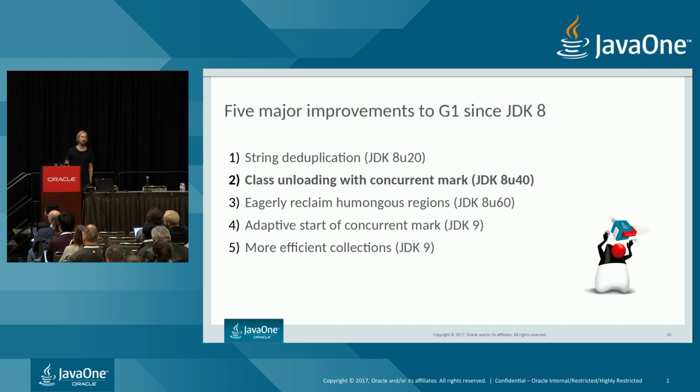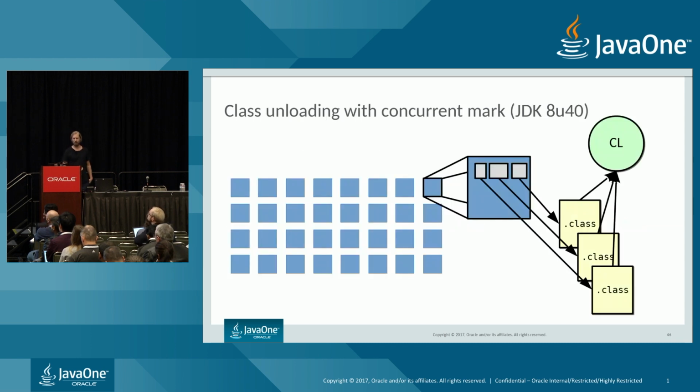The next improvement we're going to look at is class unloading with concurrent mark. And this is a tricky subject. So objects on the heap have a corresponding class, and those classes have in turn been loaded by a class loader. When all instances of a class on the heap are dead, that means that the class itself is dead. And if all classes loaded by the same class loader are dead, that means that we can unload these classes and garbage collect the corresponding class loader.